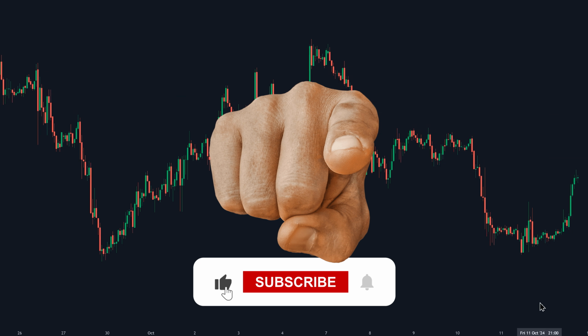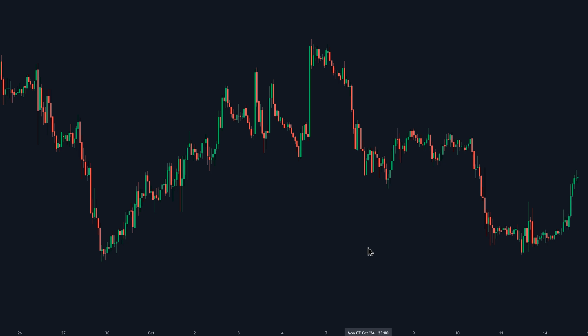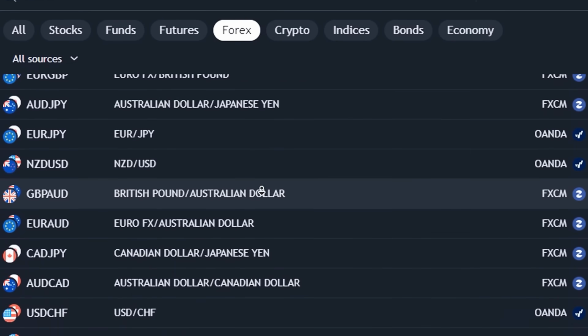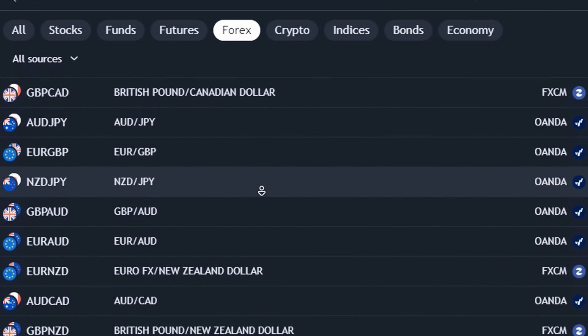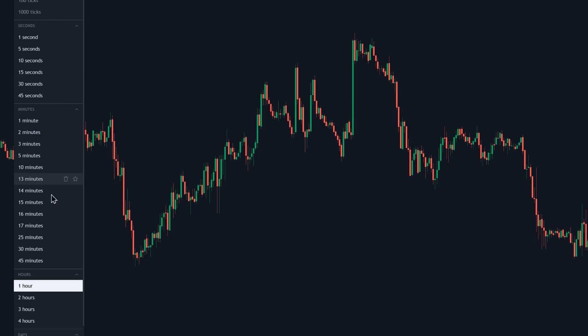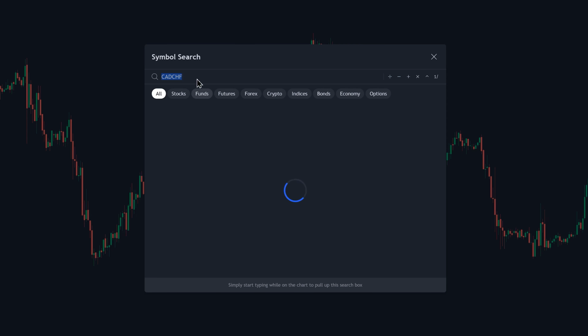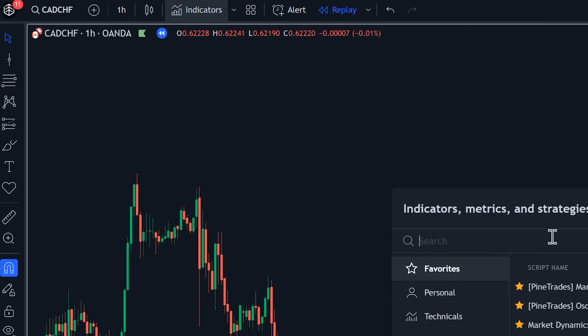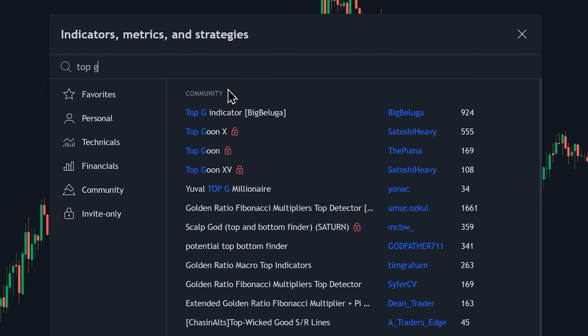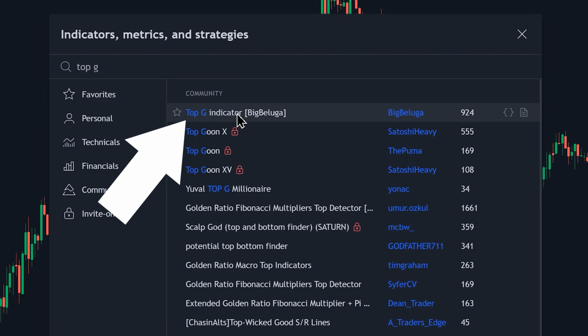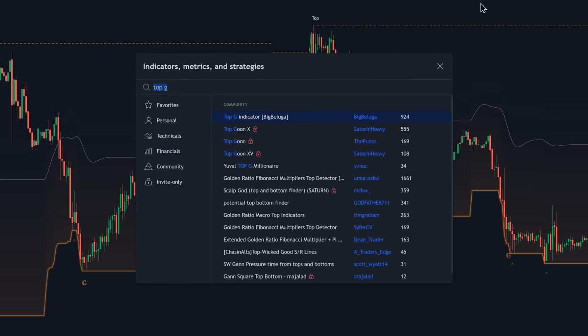Let's get into it. Now, to add this indicator to your chart, you want to go to TradingView and then open any trading security that you like in any time frame. For me, I'm going to be using the 15-minute time frame of CAD CHF. Next, you want to click on Indicator and type in TopG, and you want to select this one called TopG Indicator by BigBeluga. Now, you may be thinking, but what exactly is this indicator?